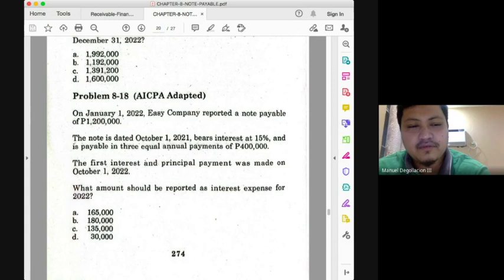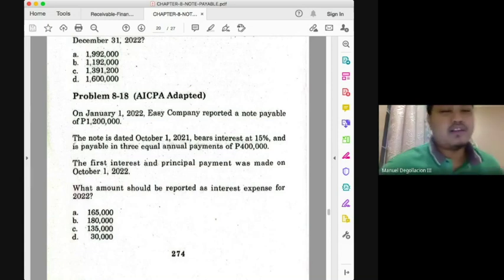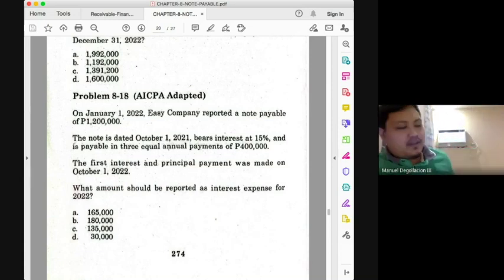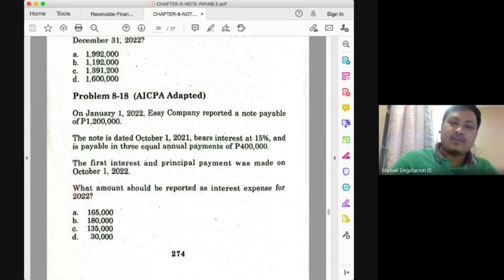Okay, so you have 30,000. So from January 1, 2022 to October 1, 2022, our interest expense was 135,000. Then from October 1, 2022 to December 31, 2022, the amount of interest incurred is 30,000. You add those two to get the total interest expense for the 12-month period. Our answer would be 165,000.